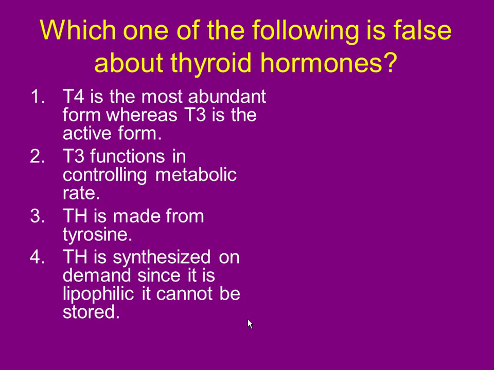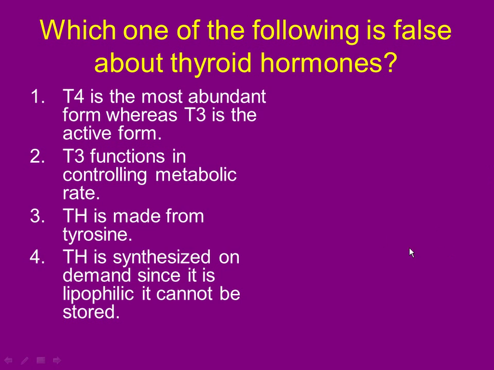Number two, T3 functions in controlling metabolic rate. And that one's true, so we can get rid of it. How about TH is made from tyrosine? Thyroid hormone's made from tyrosine. Yes. Sure is. So what do you know about number four? False. It has to be false.